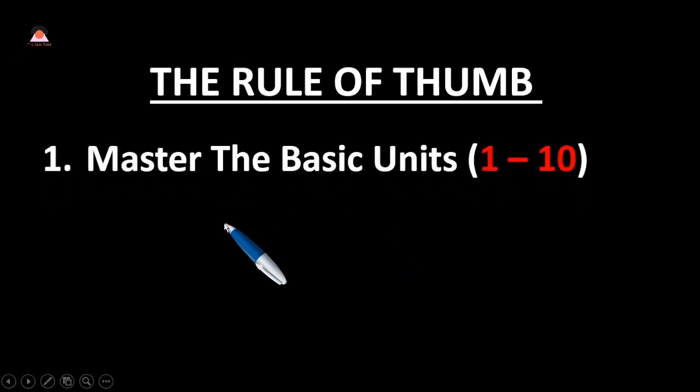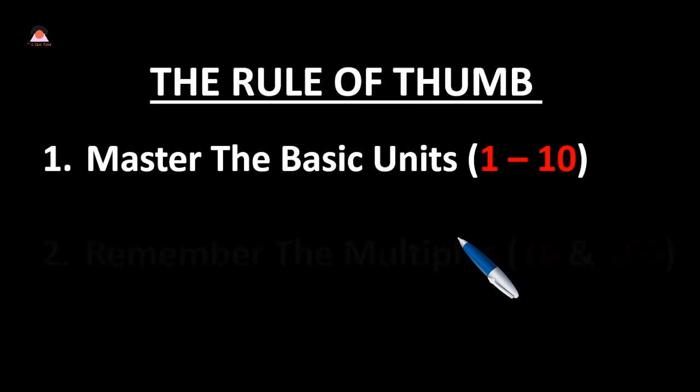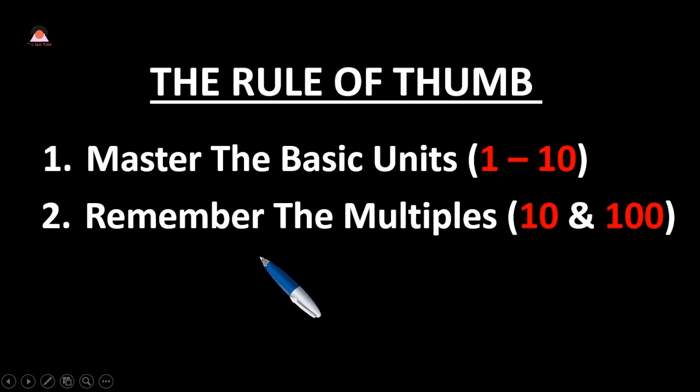Rule 1, master the basic units 1 to 10. You will repeat these numbers over and over again as you count up to 1,000, so having them at your fingertips will be of great benefit to you. Rule number 2 is remember the multiples of 10 and 100. You're going to repeat them over and over as you count up to 1,000, so you have to bear them in mind and know how to pronounce them accordingly.